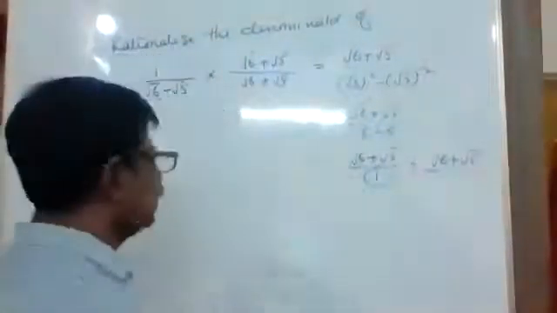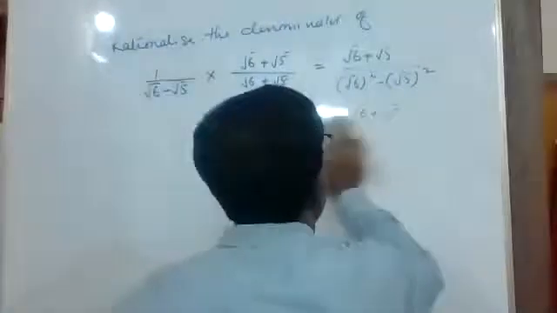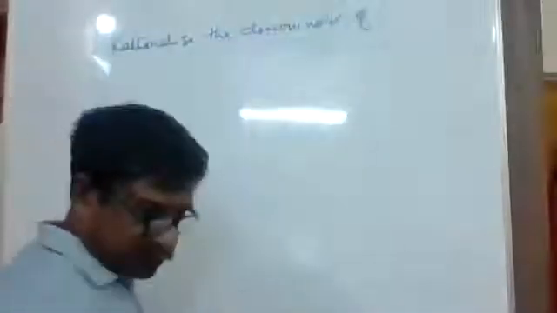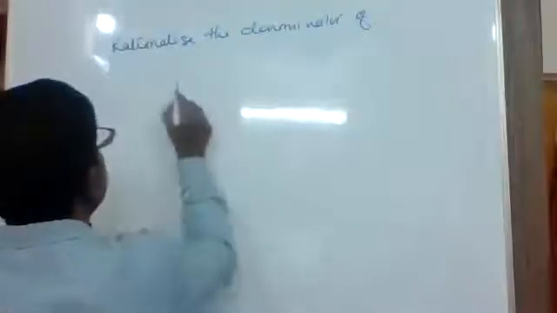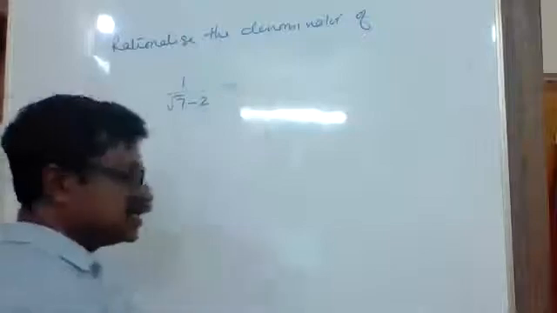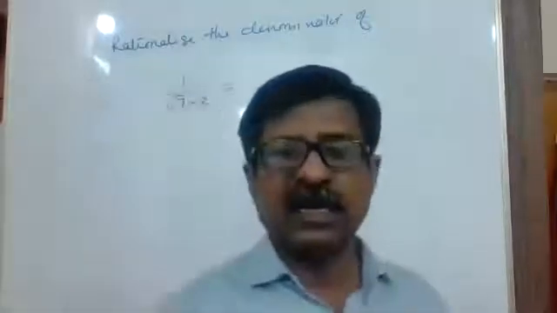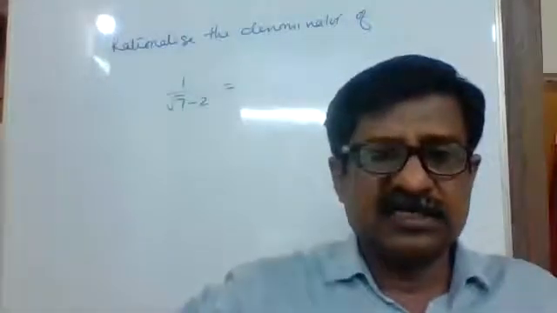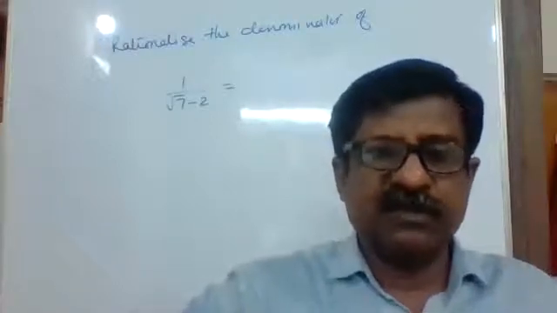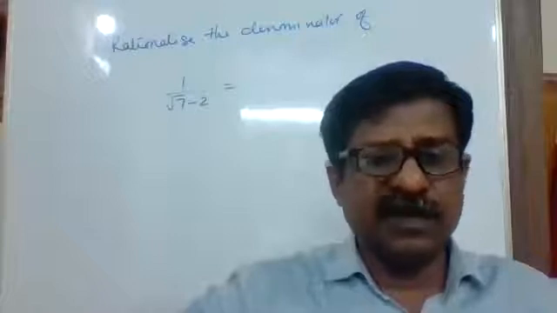1 upon root 7 minus 2. I'm taking some more examples. 1 upon root 7 minus 2. This is again a binomial. And the denominator has to be rationalized. We multiply the numerator and denominator by the same number.